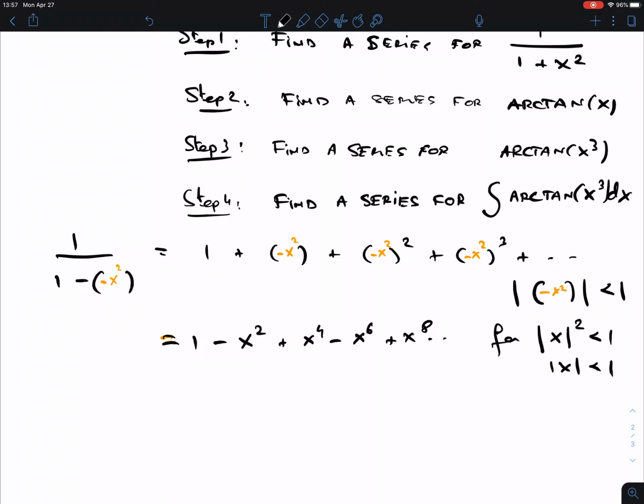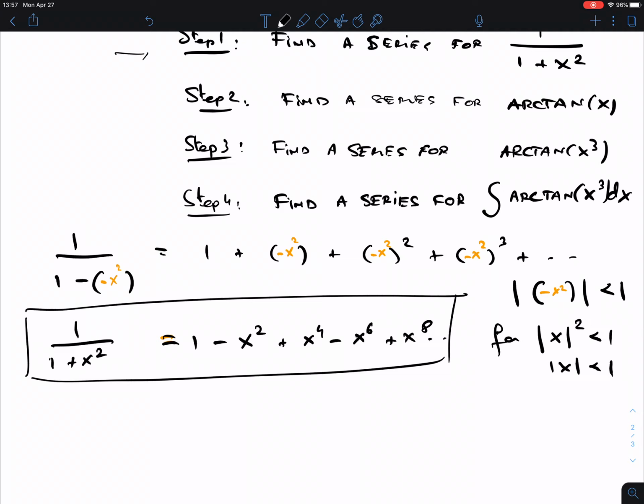Absolute values go to, the minus sign of course disappears because of absolute value. Okay, so this is what I meant. So we have now a series for 1 over 1 plus x squared. And that is what step 1 asked.